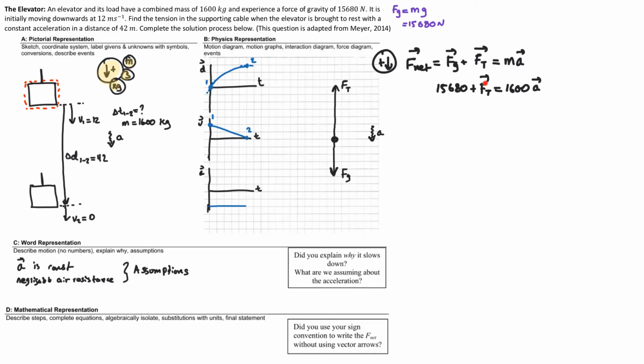In order to find this force of tension, I need to figure out the acceleration first and plug in that value. I can't find the acceleration based on the forces, but I can use this set of information to find the acceleration because I have the initial velocity, final velocity, and the displacement. So let's use that set of information down here to find the acceleration, and then we're going to plug it back in and solve for the tension force.